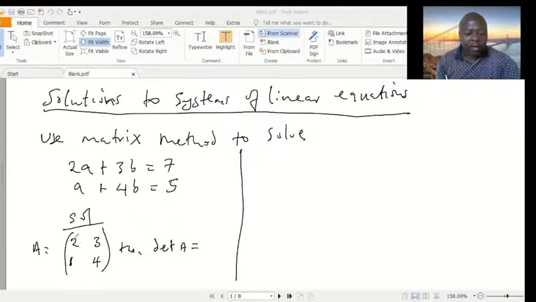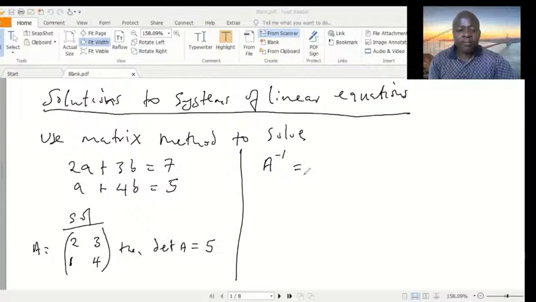Then find the determinant of A, which is 8 minus 3, that is 5. We now find the determinant of the matrix. Then the next thing I'll do is find the inverse of A, which is 1 over the determinant multiplied by the adjoint of A.